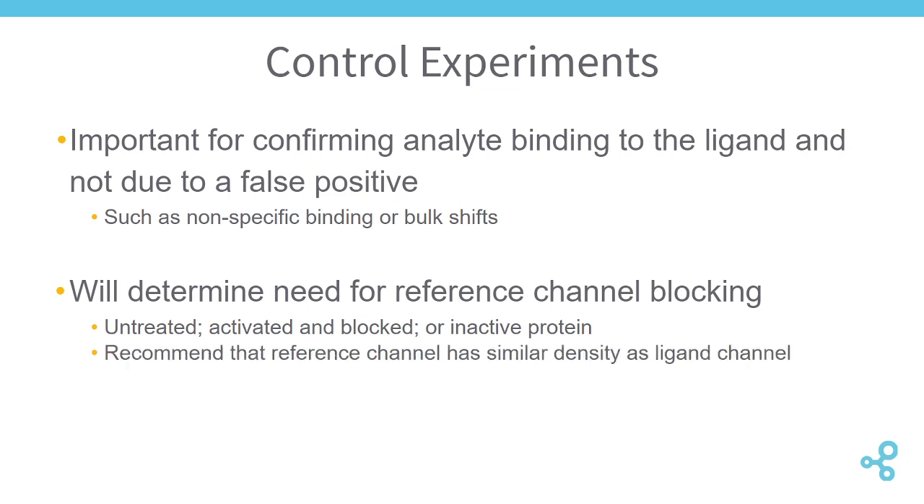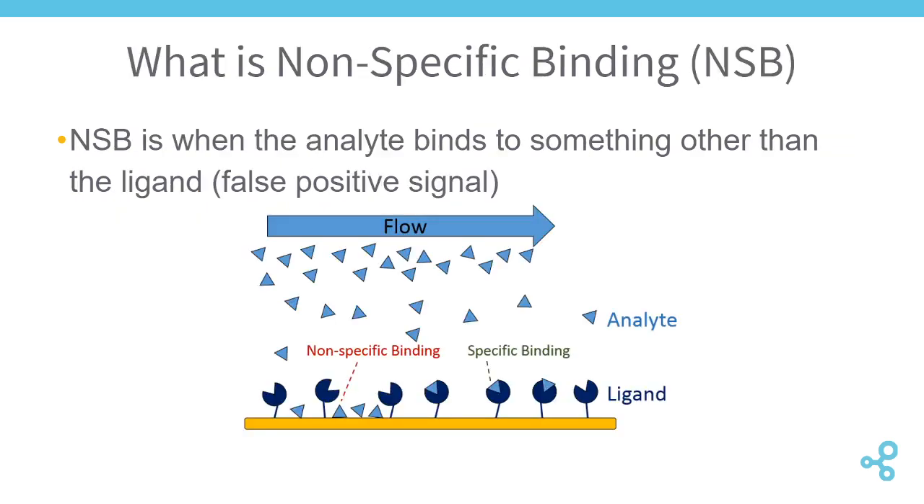Another reason for this, especially when using smaller molecules as our analyte, is that we want to make sure we're not seeing any bulk effects from that molecule. So we do recommend that both channels have a similar density. Your reference protein or reference molecule in the blocking channel should have the same ligand immobilization level as the ligand in your active or ligand channel. I'll talk about that when we get to the ligand section again also.